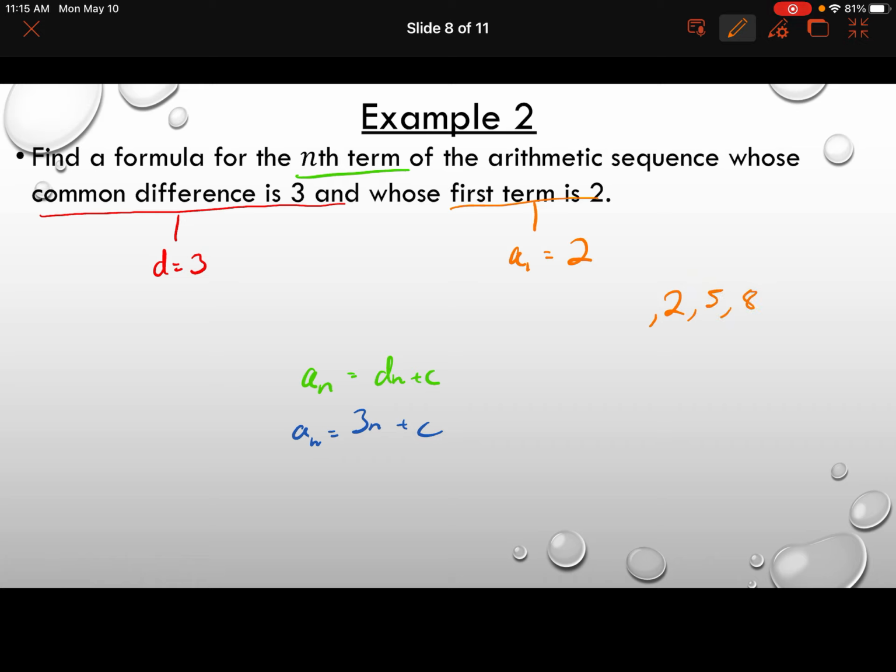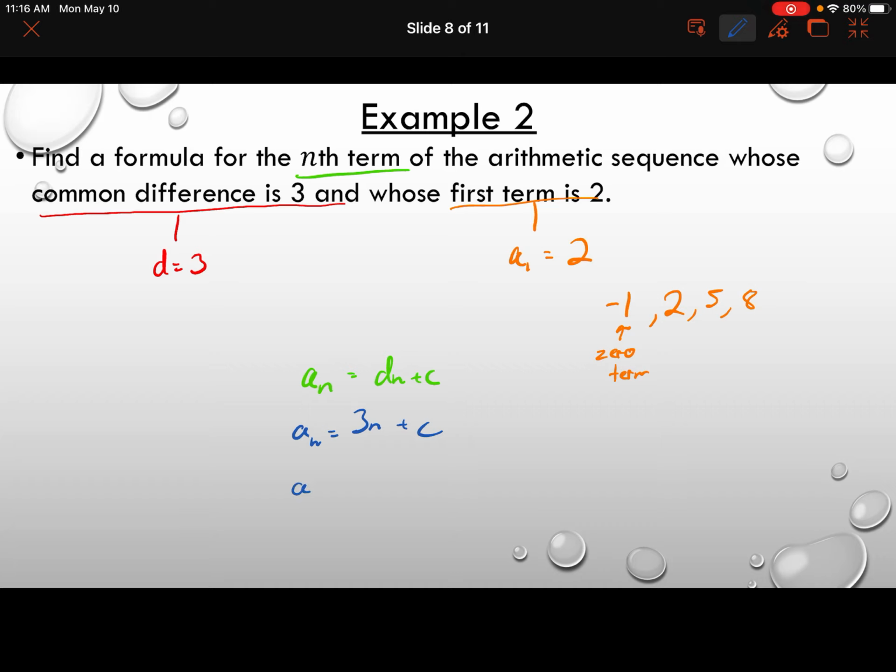Well, what about if we went backwards, though? If we went backwards, the zero term, quote unquote, would be -1, right? If the common difference is always 3, the previous term before 2 would be -1, okay? So that's one way to figure out what c is equal to.